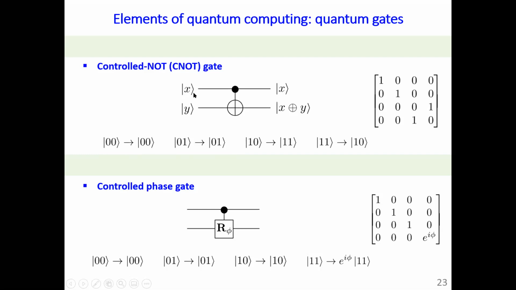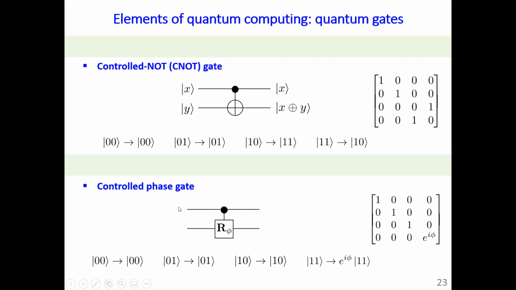However, in the other case, if the controlling bit is in the 1 state, then a Pauli X gate acts on the target bit. What it does is flip the 0 and 1 states. For example, if initially the target bit is 0, then after the application of the X gate, it will be flipped to 1, and vice versa. In the matrix representation, the CNOT gate looks like this, and there are also some controlled phase gates here.